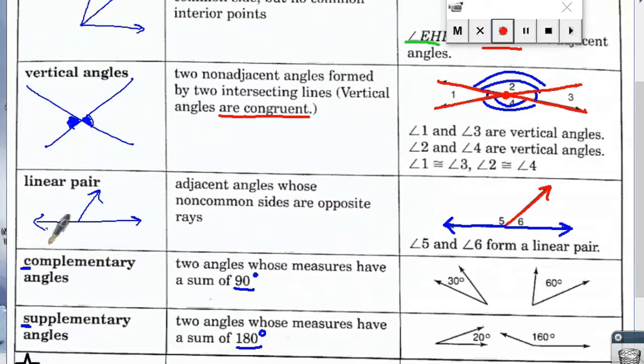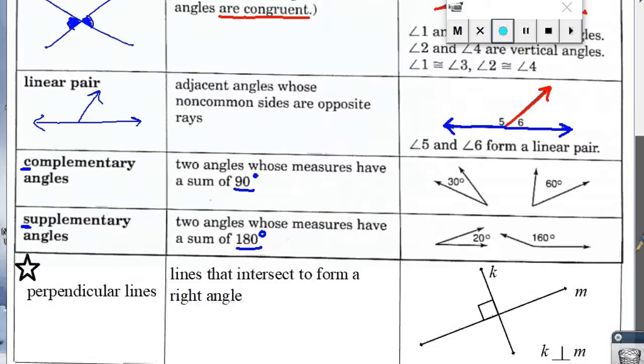Complementary are two angles whose measures add up to 90 degrees. Now what's important here is that we don't necessarily know that those angles are adjacent. We just know that their measures have to add up to 90 degrees. Finally, we have supplementary angles. Supplementary angles are angles whose measures add up to 180 degrees. And again, they don't have to be adjacent. They just have to add up to 180 degrees.